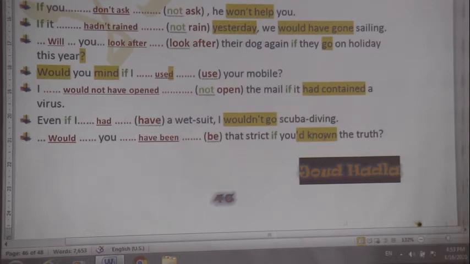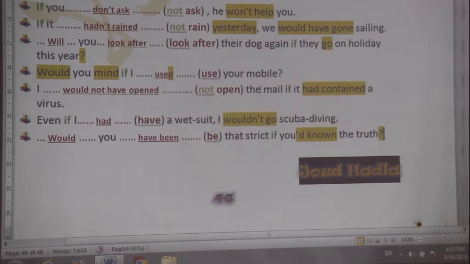Had plus the third form of the verb, and in the second part I need would have plus the third form of the verb. And the third form of verb to be is been. But because it's a question, as you can see here, I need only to invert the modal verb. So the question will be, would you have been that strict if you'd known the truth?